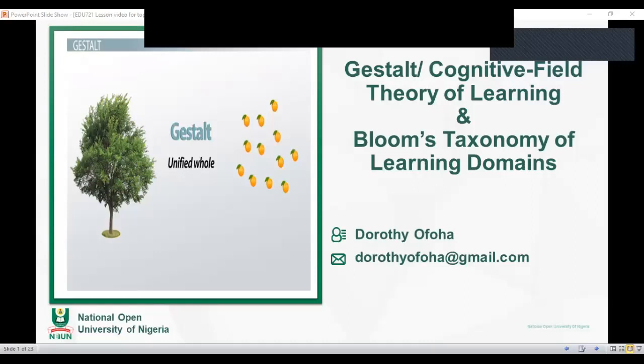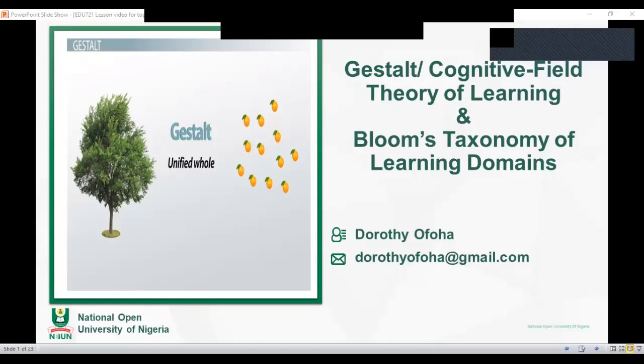Like I said, we're treating two subject matters today: Gestalt or cognitive field theory of learning, as well as Bloom's taxonomy of learning domains.